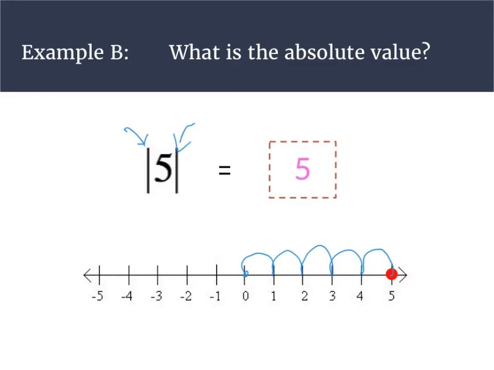And again, I'm measuring distance, so distance cannot be negative. I'm not just going to take the opposite of 5 and figure out what that is. That's not what absolute value says. Absolute value says figure out the distance from 0, not just what is the opposite of this number.